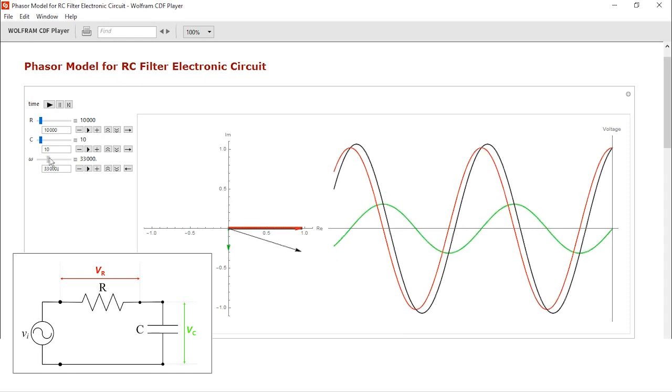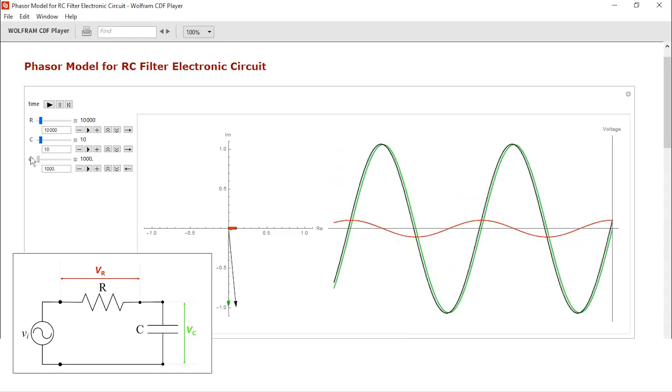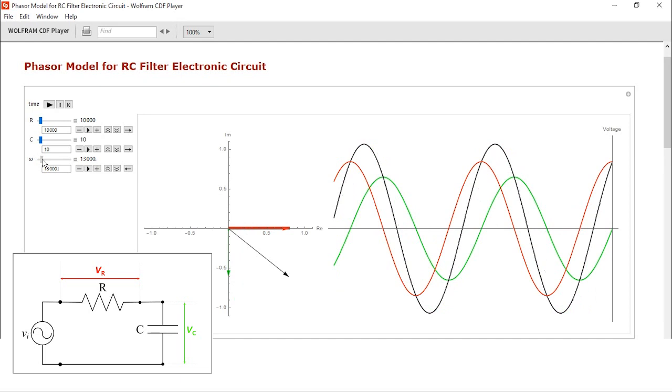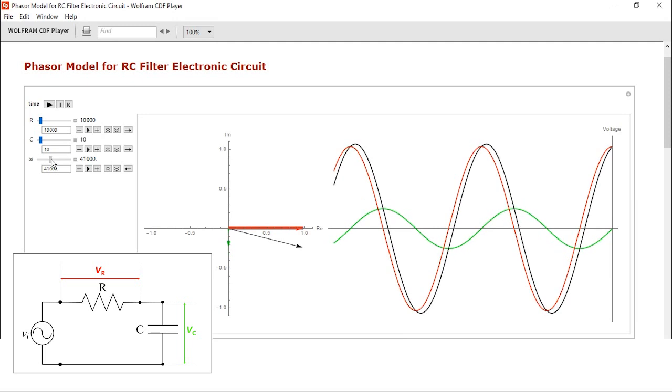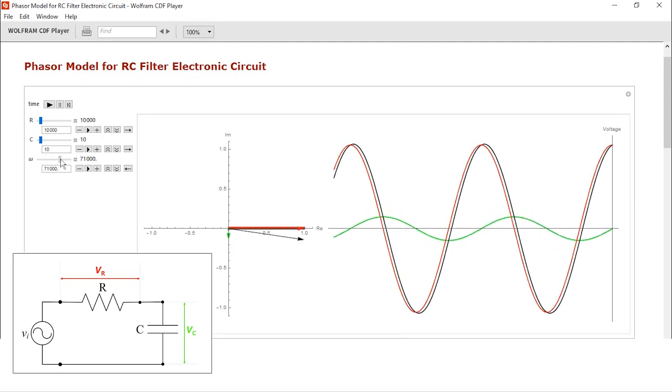What you notice is that as you go on increasing the frequency, the red curve that is representing the output across the resistor, the phase difference between that and the input goes on decreasing, and the amplitude also becomes more and more same. That means the output is almost same as input, if I go on increasing the frequency.